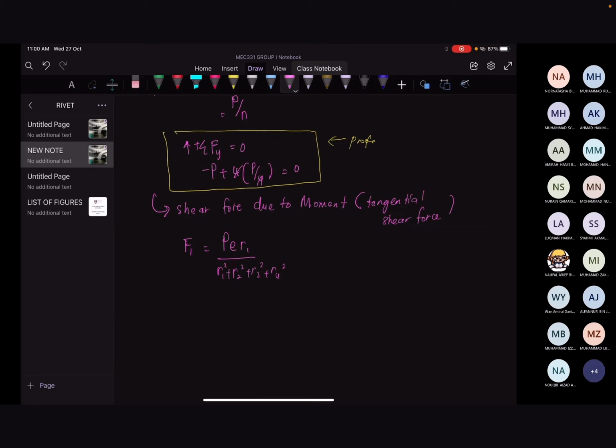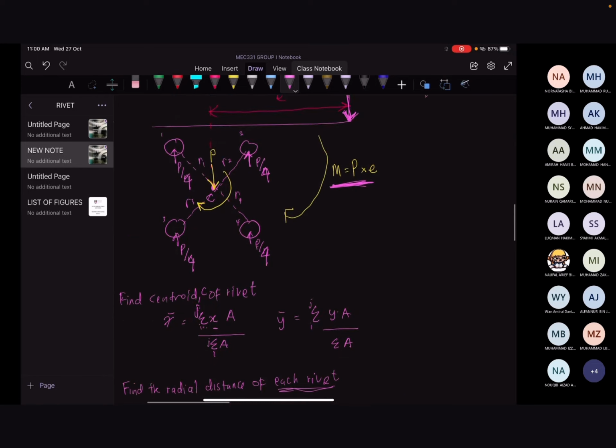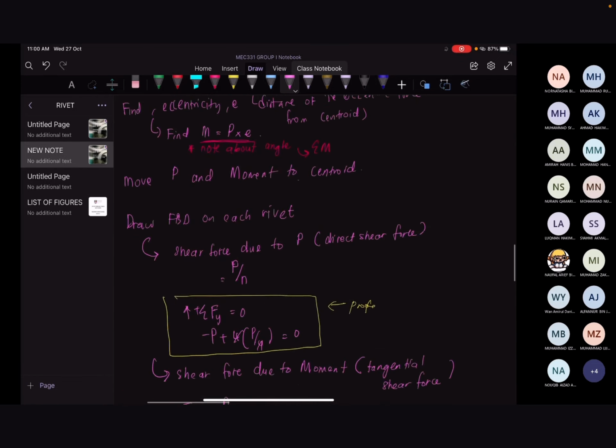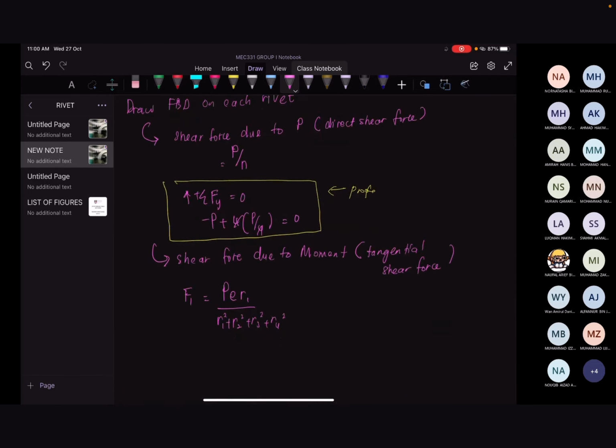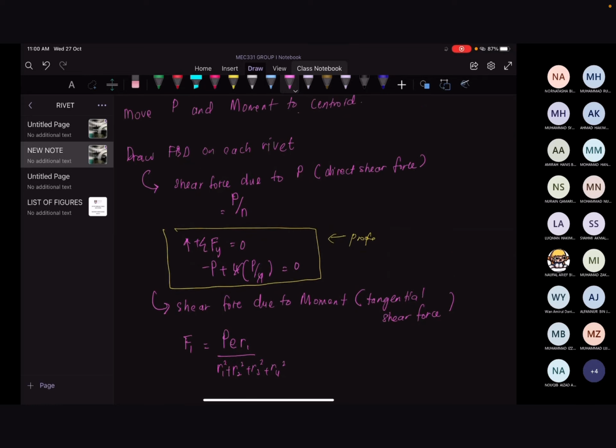Okay, so ini kalau nak cari F1. Okay, so kita tulis dulu dia punya direction dia. Direction of F1 ni. Okay, so tadi kalau macam P over N, it is dia punya direction dia, direction opposite to P.